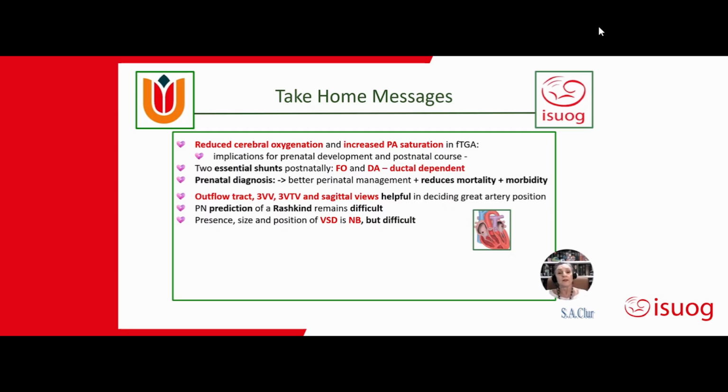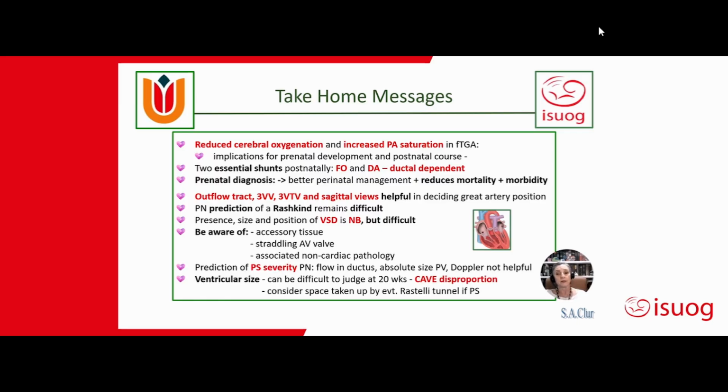To do this, we have to make a good diagnosis using the outflow tract views, the 3 vessel and trachea views, and the sagittal views. We should try to predict the possibility of a Rashkind procedure, and it's important to comment on the size, presence, and location of ventricular septal defects if present. Beware of accessory tissues, AV valves that are straddling, and any non-cardiac pathology that may be associated.